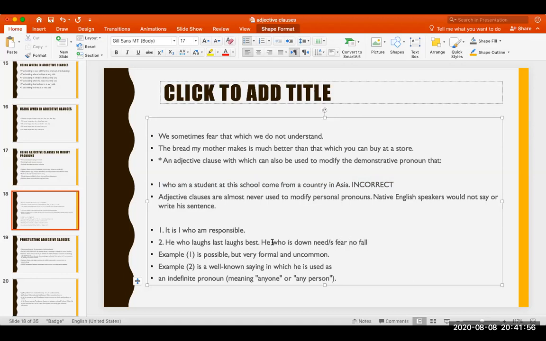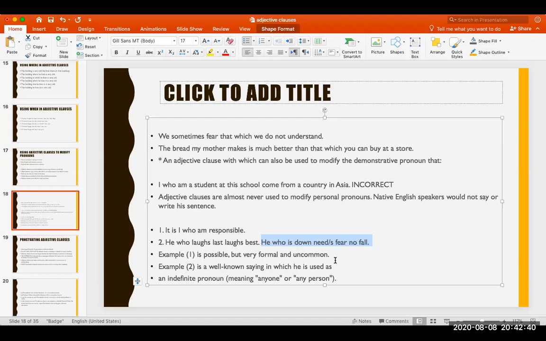fear no fall. If you're watching this again, if you're listening to this lecture, can you tell me if this is need or needs and why? I'll give 2 marks for students who first answer this, just to check who of you is watching and trying to follow up. He who is down need fear no fall or needs fear no fall. So the first example is possible but very formal and uncommon. It is I. It's like Hamlet saying, this is I, Hamlet, the Dane.